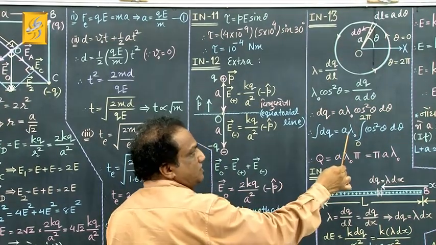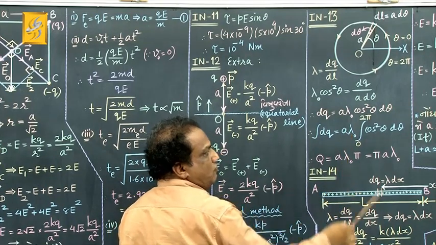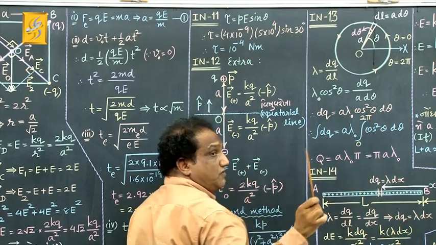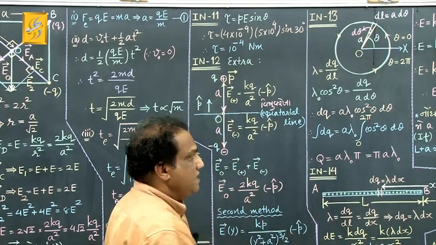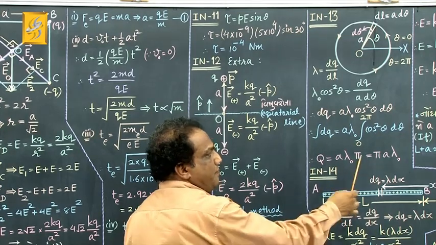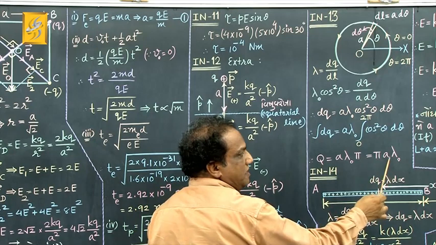Now this a lambda 0 stays as it is. But what about the integration of cos square theta d theta from 0 to 2 pi? It is given to you in the hint in the statement, and it is pi. So just rearrange it properly: Q equals pi a lambda 0.